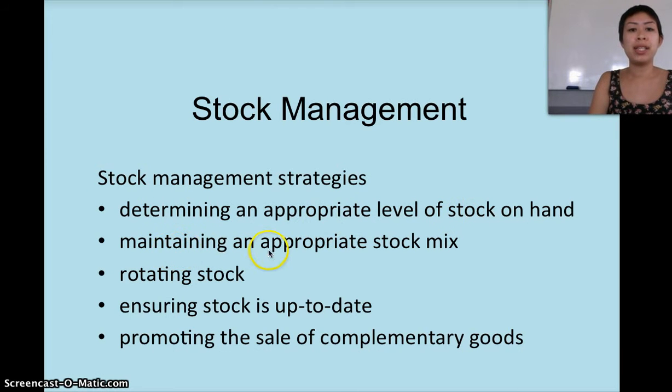It's also important to maintain an appropriate stock mix, so you have a good variety of stock. That means stocking more of the popular items and less of the unpopular items. Rotating stock, so if you're selling perishable goods such as milk, you want to make sure the older items are in the front, so they sell out first, and the newer items at the back. Make sure the stock is up to date, so you're not selling things that are out of fashion or expired. And promoting the sale of complementary goods. That means that if you are struggling to sell shampoo, you might want to decrease the price of conditioners because usually they complement each other.